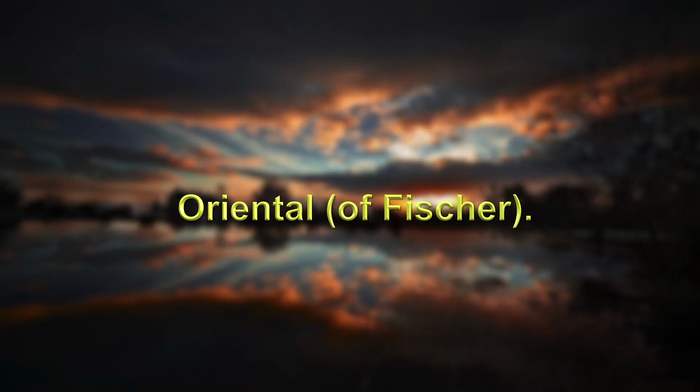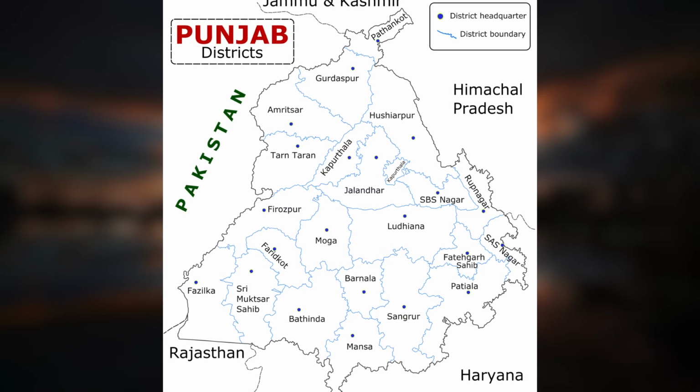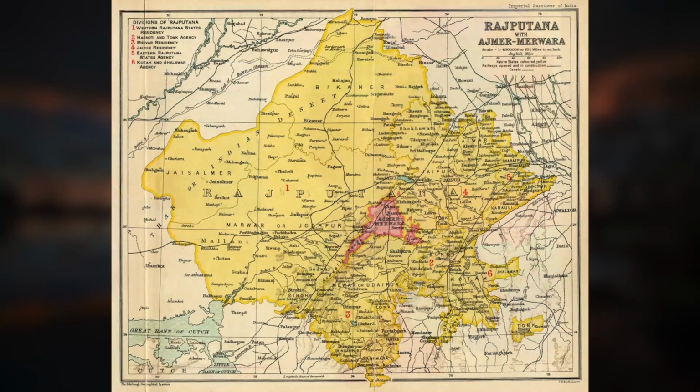Coming to the third one, the Oriental of Fisher, they very closely resemble the Mediterranean in almost all the characters except the nose, which is long and convex in the former. This type is found in the Punjab, Sindh, Rajputana, etc. The typical representatives are the Punjabi Khatris and the Pathans.